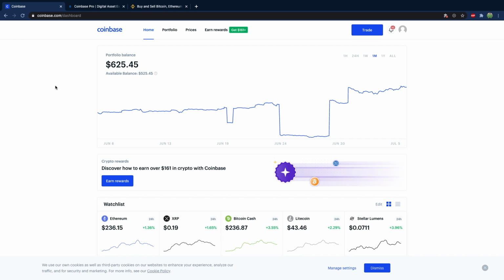And another benefit is when you sign up and you buy $100 worth of Bitcoin, you will get $10 extra of Bitcoin added to your account. So it's a great way to get a little bonus when you start.